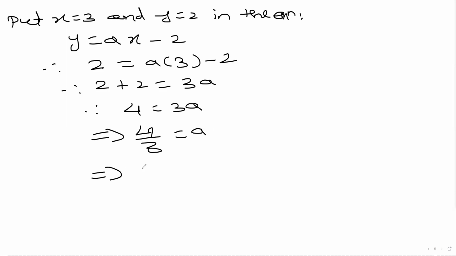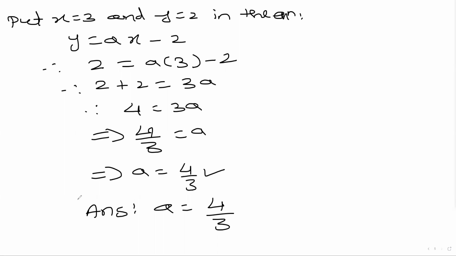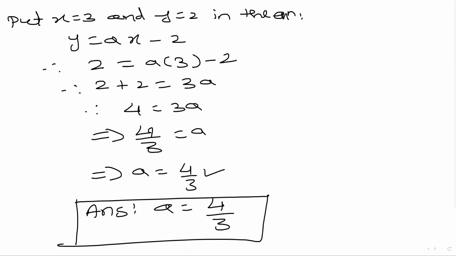Please understand, a is equal to 4 upon 3. Are you getting my point? This way, you get the answer as a is equal to 4 upon 3. That's all. So this is how you have to find the value of a.